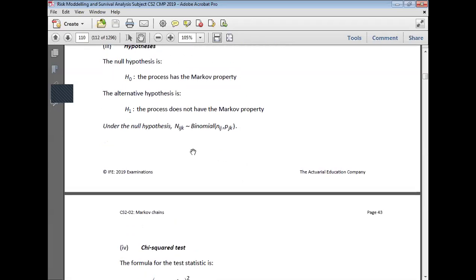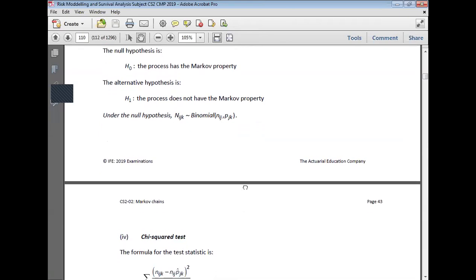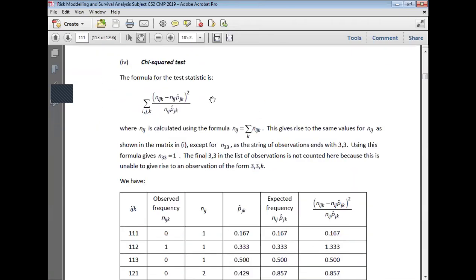And under the null hypothesis, you assume that Nijk follows a binomial distribution with Nij as the n, and Pjk as the probability that you observe a transition from j to k. And then you conduct this test. This is the exact same formula, and here you see the summation over ijk. This is equivalent to writing three summations over i, j, and k respectively.